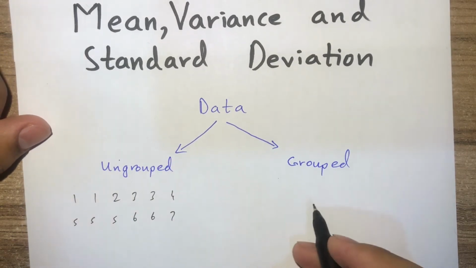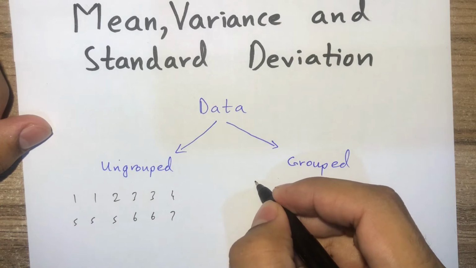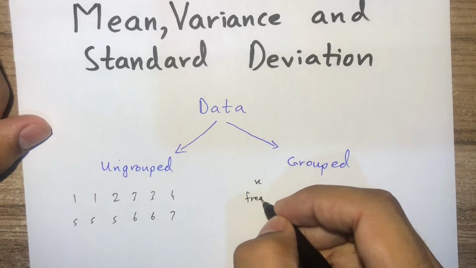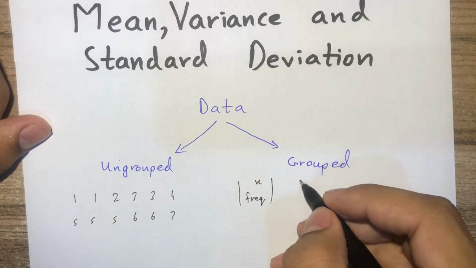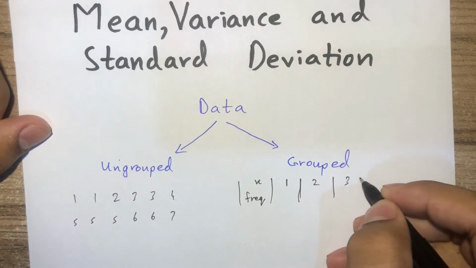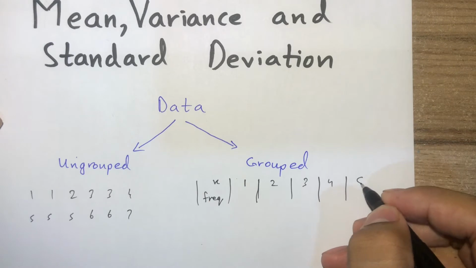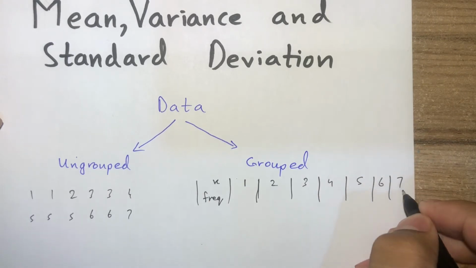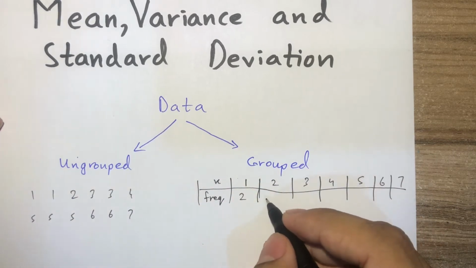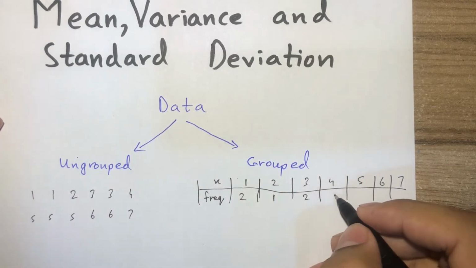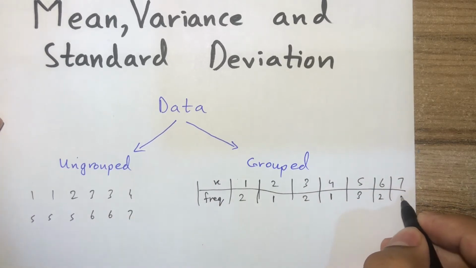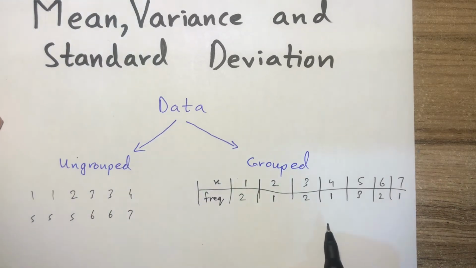Now if I had this grouped, I would have a table. For example, these are values of x and there is frequency. The value of x can be 1, 2, 3, 4, 5, 6 or 7. For 1 the frequency is 2, for 2 the frequency is 1, for 3 the frequency is 2, for 4 the frequency is 1, for 5 the frequency is 3, for 6 it's 2, and for 7 it's 1. So this is ungrouped data and this is grouped data.